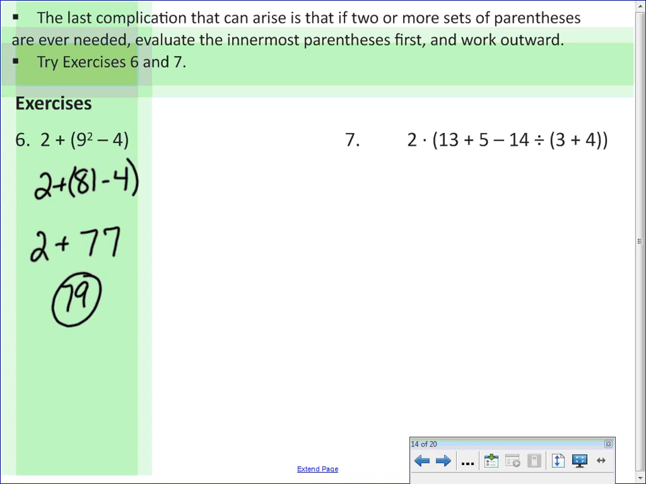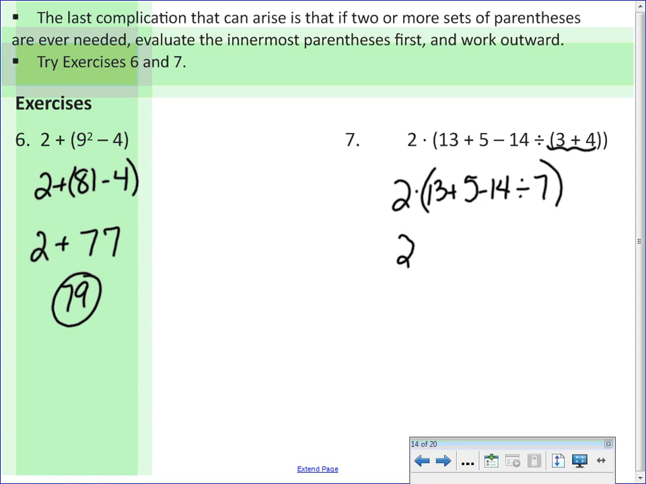Holy Toledo, number 7. We have 2 sets of parentheses. So we're going to do the parentheses inside the parentheses first, because of the order of operations rule. So 2 times 13 plus 5 minus 14 divided by, so what's 3 plus 4? 7. So now I could just bring that down and close my parentheses, because I just did those parentheses.